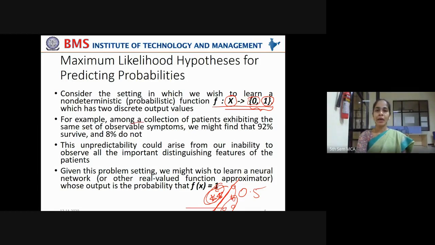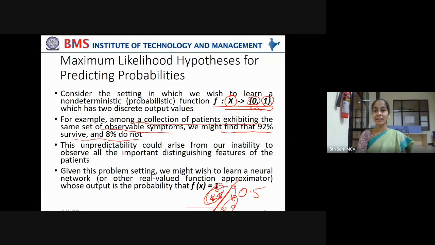For example, among a collection of patients exhibiting the same set of observable symptoms, understand it carefully. Among a collection of patients, you have a group of patients exhibiting the same set of observable symptoms. All are having observable symptoms, and the features are the same. The symptoms of the disease are the same. Under that scenario, we might find that 92% survive and 8% do not.